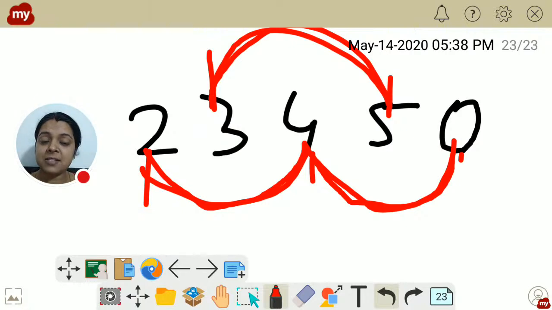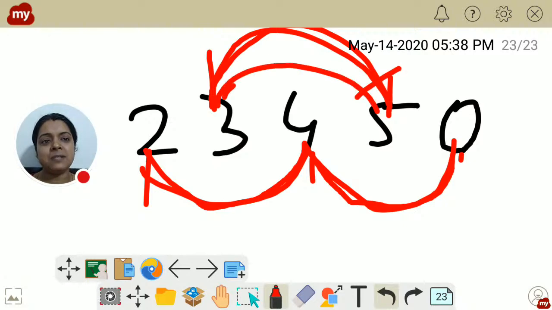What will I do next? First I have taken all the even place numbers and odd place numbers. Now I'm just adding up. All the even place numbers should be added. Here it is 3, here it is 5. 3 plus 5 becomes 8, right?